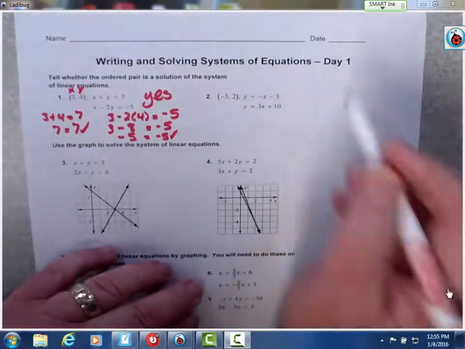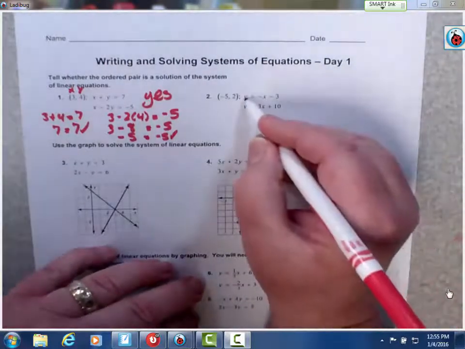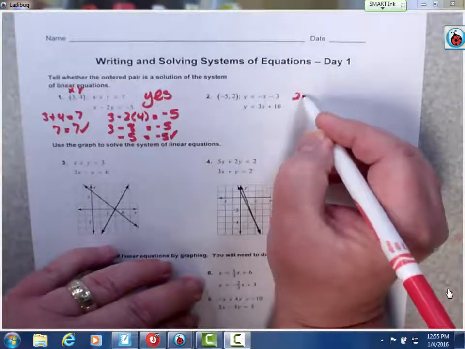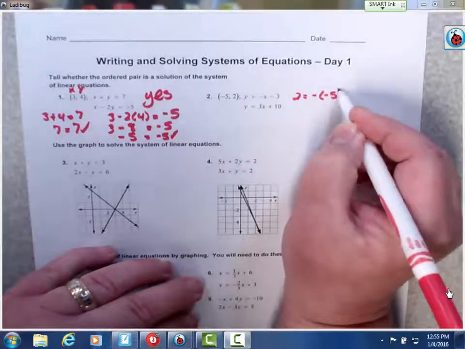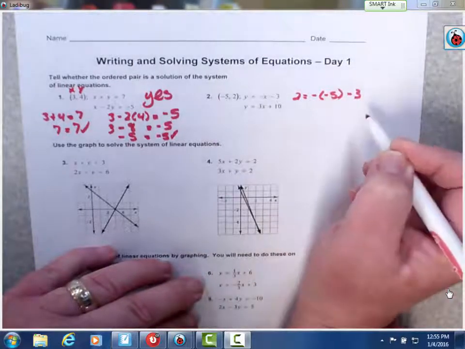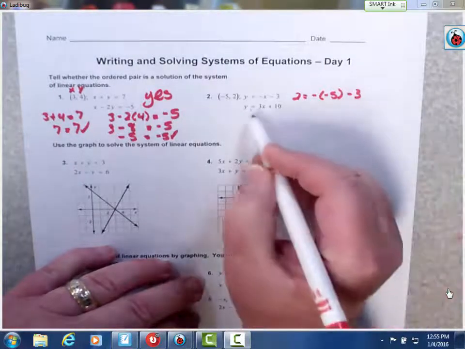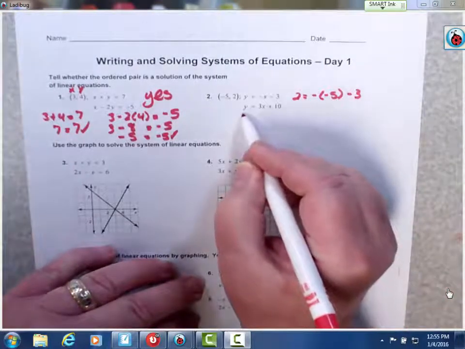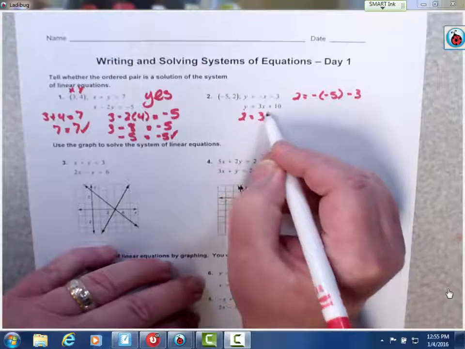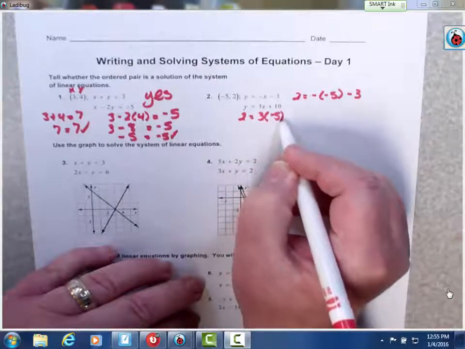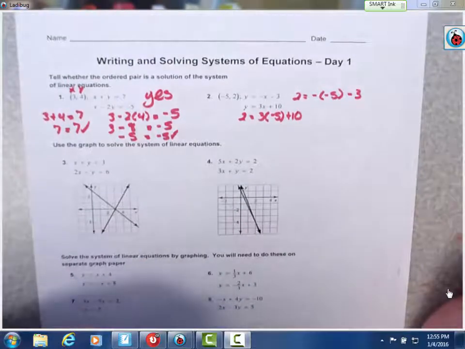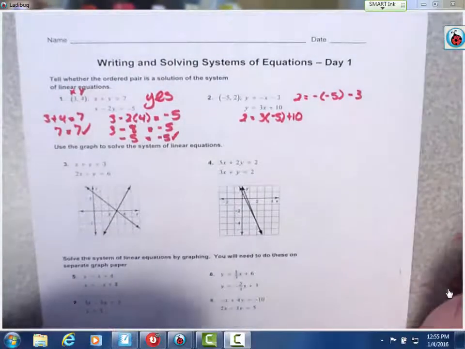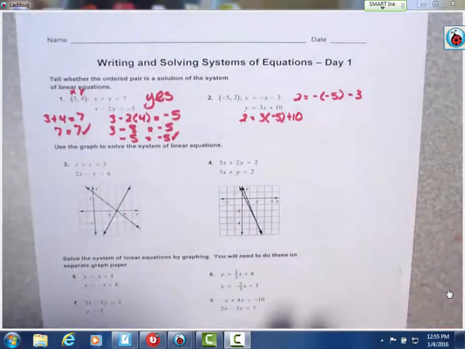So on question 2, we'll start off the same way. Y is 2. The opposite of x, so the opposite of negative 5, minus 3. And then for this one, y is 2. X is negative 5. And then we just need to check, are they true or not? And that's on you. All right, moving on to number 3 and 4.